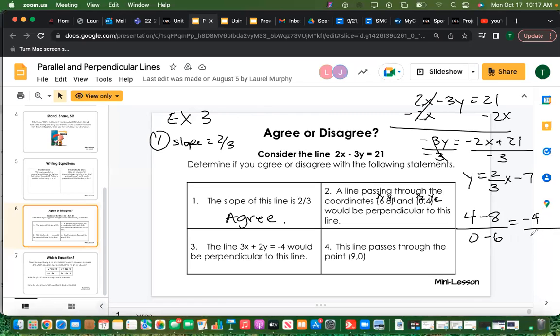And then 0 minus 6 is going to give me what? Okay, and negative 4 divided by negative 6 can be simplified. Both 4 and 6 are divisible by 2, right? So we're going to get 2/3. Is that perpendicular to or parallel to the other line? It's parallel. So we're going to disagree on this one.